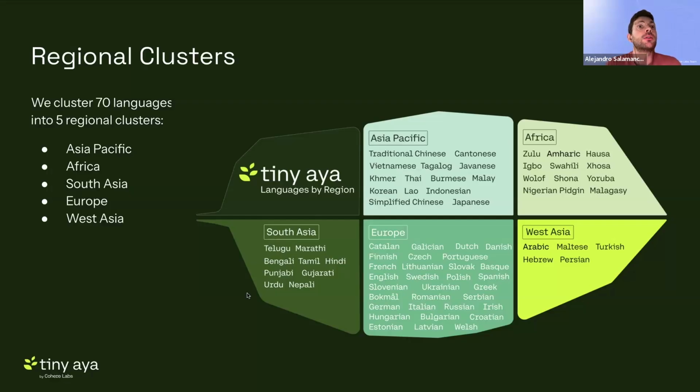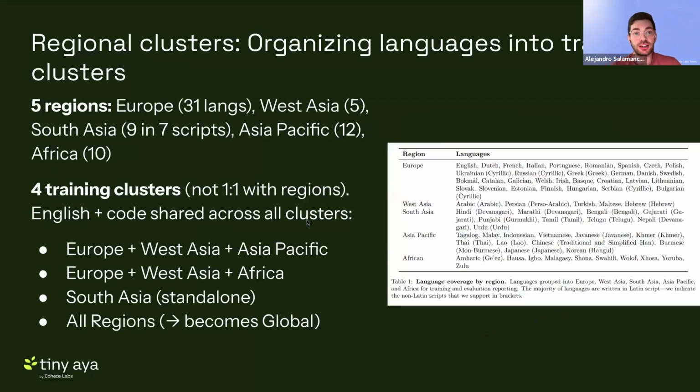So the regional clusters, we have these 5 regional clusters. The European one has 31 languages, then West Asia 5, South Asia has 9 in 7 different scripts. So this is the cluster with the most different scripts. And Asia Pacific has 12 languages, Africa 10.